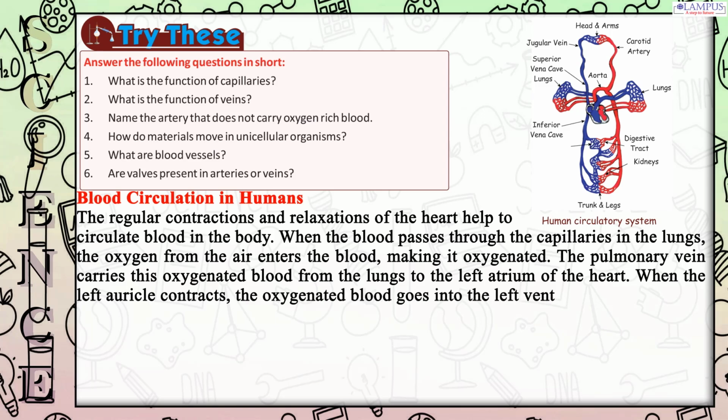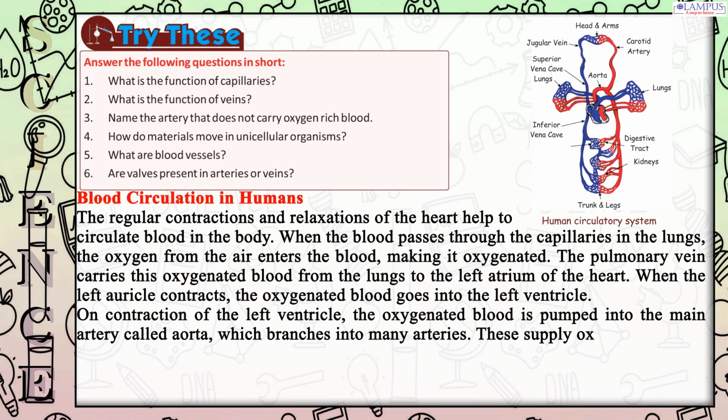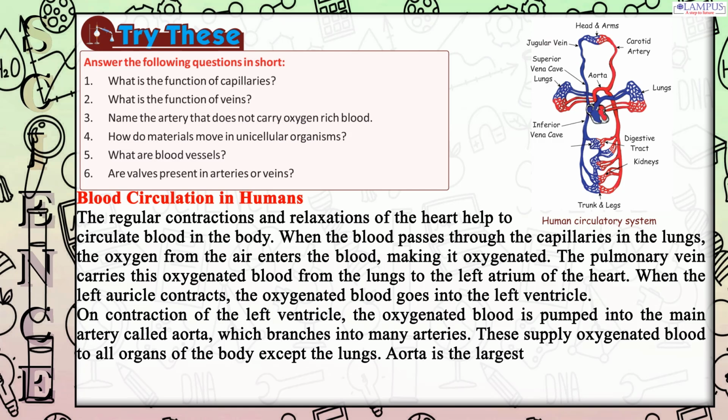On contraction of the left ventricle, the oxygenated blood is pumped into the main artery called aorta, which branches into many arteries. These supply oxygenated blood to all organs of the body except the lungs. Aorta is the largest artery in the human body.